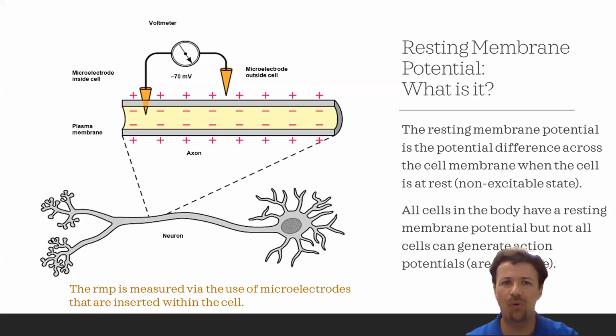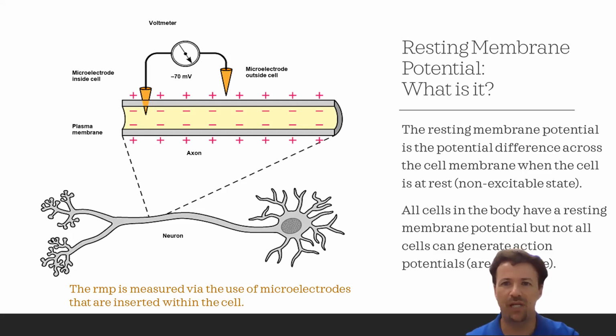And we use a very small microelectrode. We put one electrode on the inside of the cell and one electrode on the outside of the cell. And what you immediately notice when you do that is the inside of the cell is relatively negative with respect to the outside of the cell. In other words, there is a separation of charge.